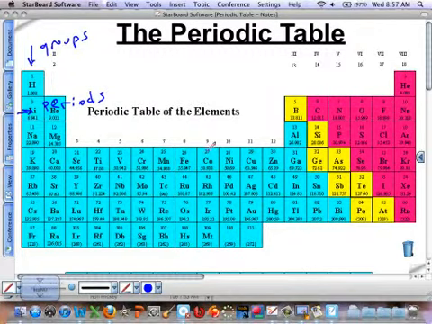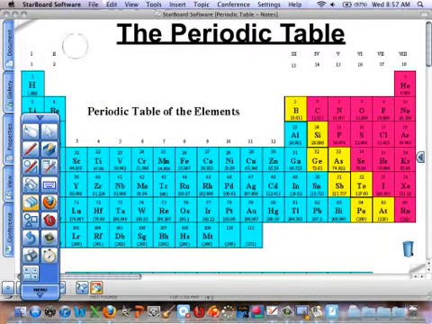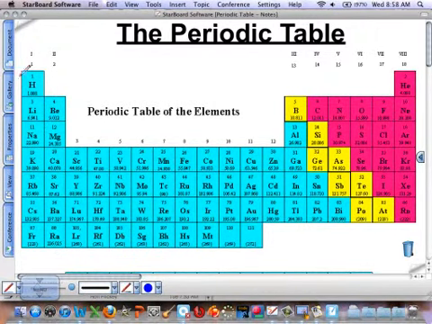What I want to point out to you guys here, we're going to identify a couple things. The first thing is, we're going to move from up here and talk about each one of these groups. Group 1, the very first column, is called your alkali metals. That's going to include things like lithium, sodium, potassium, cesium, rubidium, francium. We're going to watch a video on this in a little bit. It's pretty neat.